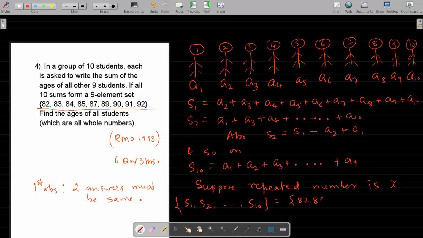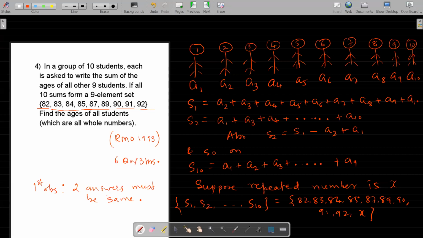82, 83, 84, 85, 87, 89, 90, 91, 92 and x. And x will be what? Some number out of 82 to 92, right? So far good. Shall I go to next page? Yes, sir.